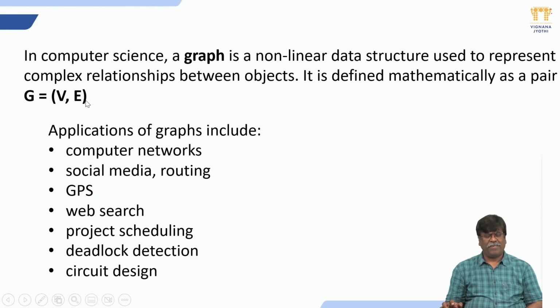Coming to the applications of the graph, where we can use it. We have so many applications and we can apply graphs for computer networks, social media, routing algorithms, GPS, web searching, project scheduling, deadlock detection, circuit design, and if you want to do shortest path algorithms like finding the minimum spanning trees and minimum shortest path, internally we are going to use the graph data structure. Now we will see how exactly we can represent the graph.